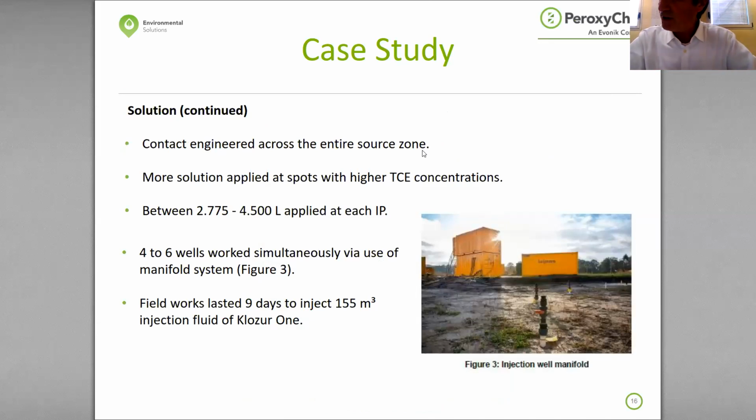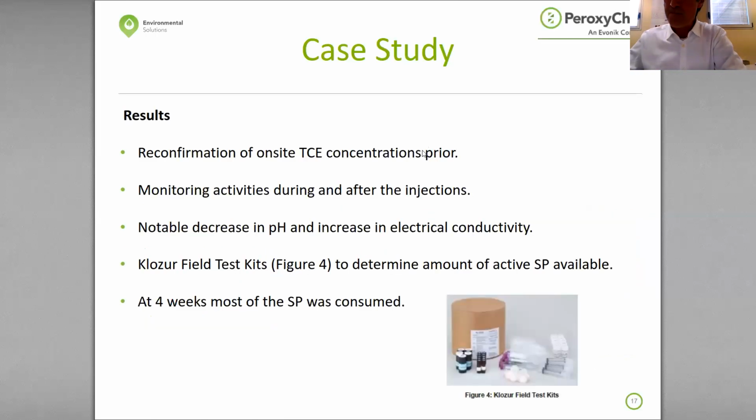With this grid, it was possible to engineer contact across the entire source area, which is always an important factor in ISCO applications. At spots with higher concentrations of contaminant, more solution was applied with a higher concentration of persulfate. At each injection point, about 2,775 and 4,500 liters of solution were applied. Through the use of a manifold system, here's a photo of it in Figure 3, 4 to 6 wells were worked simultaneously, using a little overpressure to prevent blowout at the surface. Before actually starting the injections, there was a reconfirmation of on-site TCE concentrations, revealing persistently high levels as originally detected.